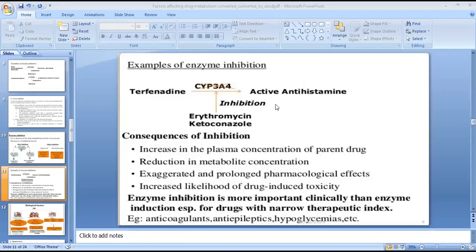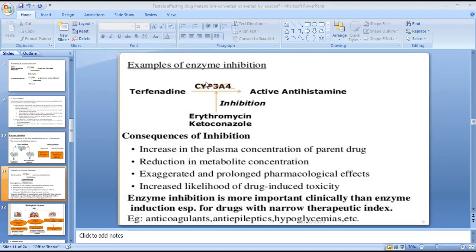Now, terfenadine is a drug molecule that is metabolized by cytochrome 3A4 and converted into the active antihistaminic molecule. But what happens? Erythromycin and ketoconazole drug molecules will inhibit this enzyme, and the conversion of the terfenadine molecule into an active antihistaminic drug is completely inhibited. Now, what are the consequences of this inhibition of the enzymatic processes? An increase in the plasma concentration of the parent drug.